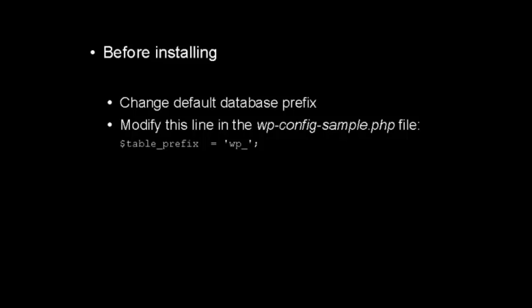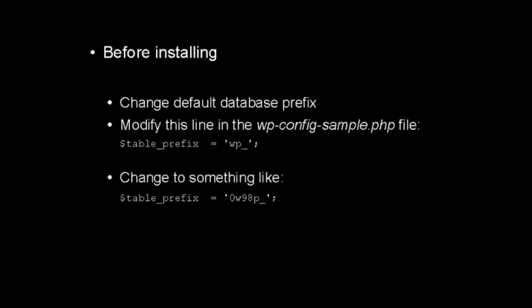You can easily do this by modifying this line here in the wp-config-sample.php file. Where it says $table_prefix = 'wp_';, you want to change it to something that's a bit more complex. For example, something like this. The front part stays the same, but you can see I've put 0 and then a lowercase w, 98, and then a lowercase p, and then the underscore.